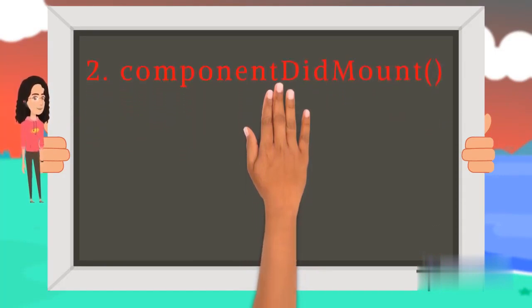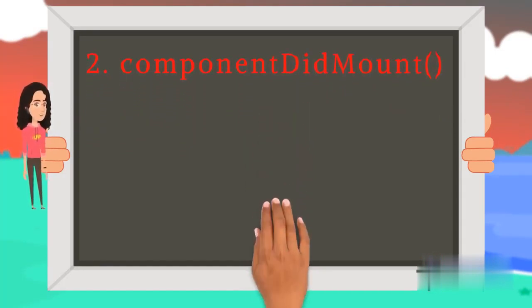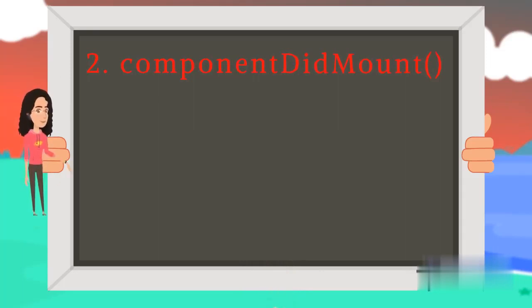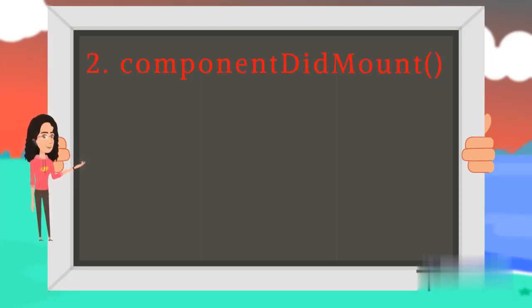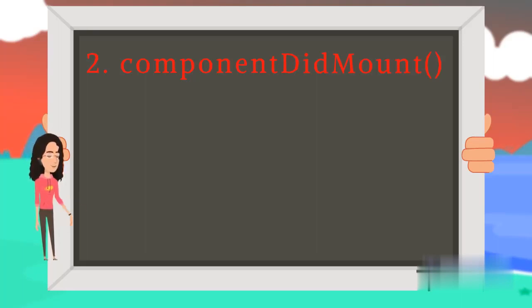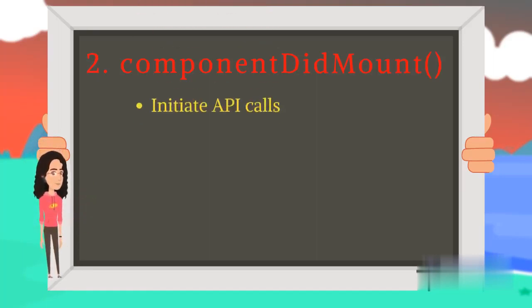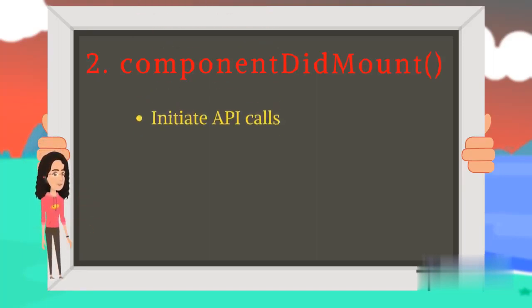Now the next method is component did mount. Now your component has been mounted and ready. Now the next React lifecycle method, component did mount, comes into the picture. The component did mount method is called as soon as the component is mounted and ready. This is a good place to initiate API calls, if you need to load data from a remote endpoint in your project.